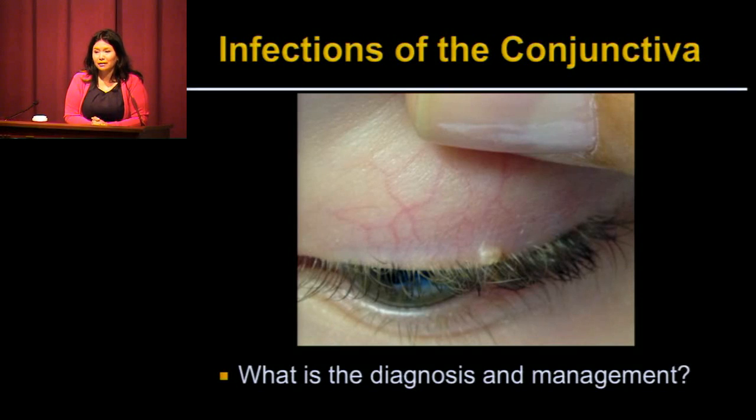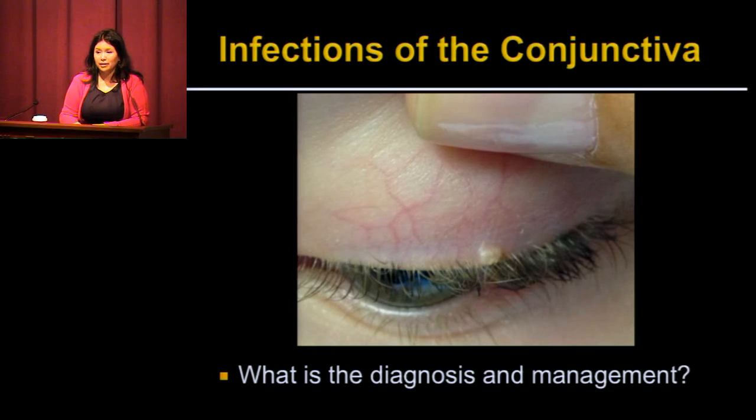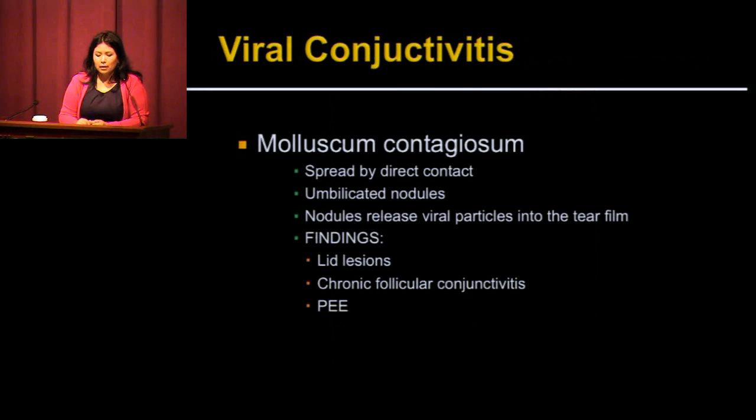And really, it was just on the eyelid right there. And she had noticed it had gotten a little bit bigger over the last few months, but no one had really made the diagnosis that her chronic conjunctivitis was from this molluscum lesion.